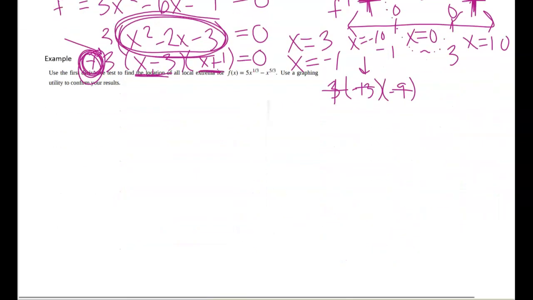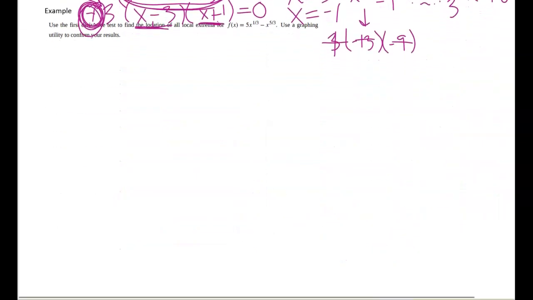All right, let's look at another example. So I have f of x equals 5 times x to the 1/3, so the cube root of x, minus x to the 5/3, so the cube root of x to the 5th. It's already written in power rule ready form. That's very kind of them. So let's go ahead and find f prime.